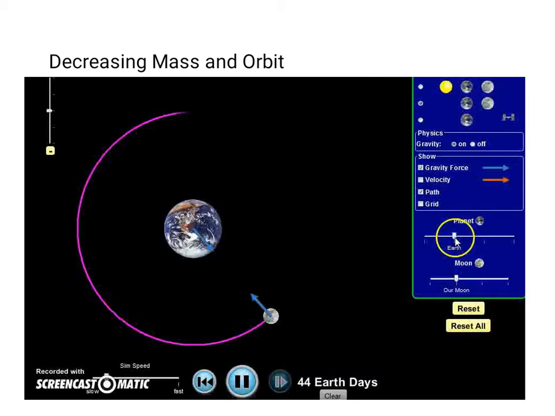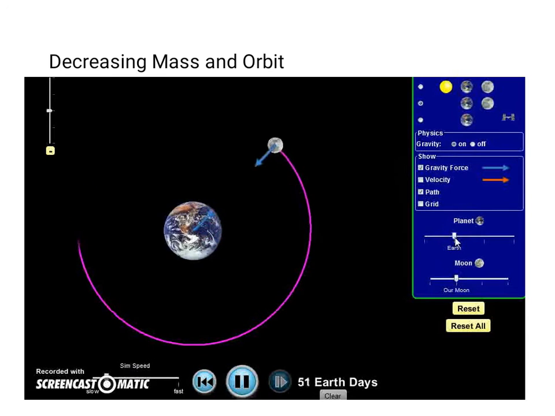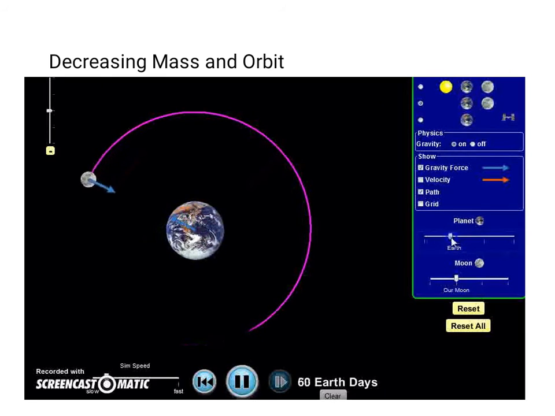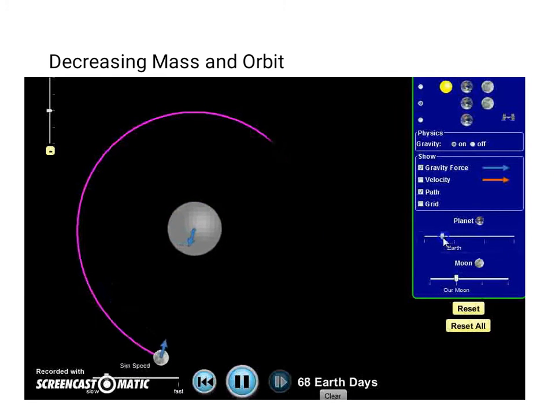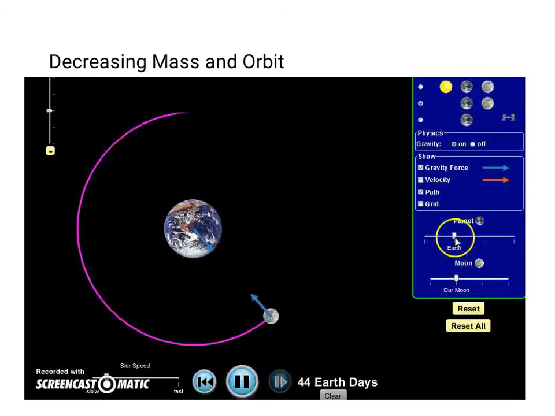Okay, and so decreasing that gravitational force causes Earth, in this case, to not hang on to the moon as tightly. So the moon's orbit would be farther away. So gravitational forces directly affect the orbit. And if you can increase or decrease that gravitational force, then of course our orbit is going to go farther or closer, depending on which one it is.